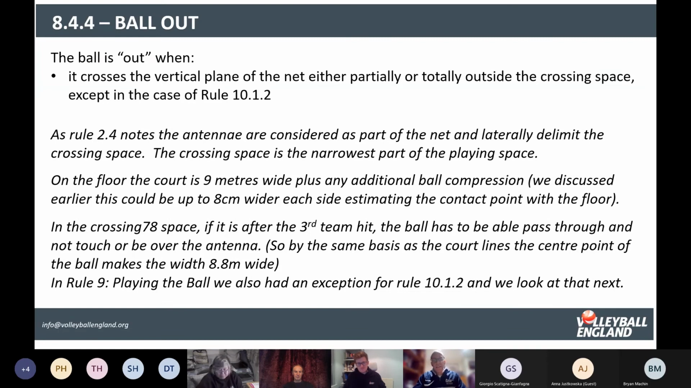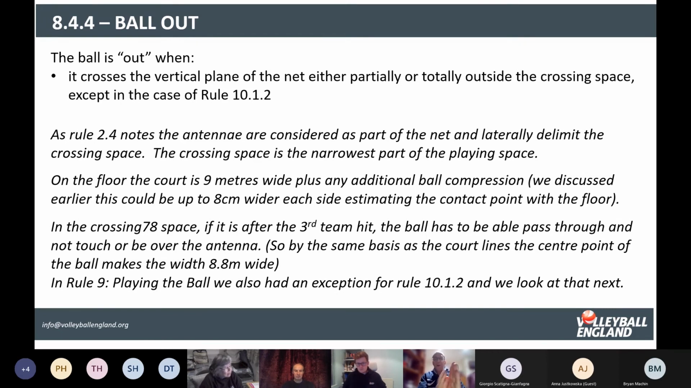Now in the crossing space, if it's after the third team hit, so this is an attack hit, there isn't going to be any retrieval under 10.1.2, which we'll get to in a minute. The ball has got to be able to pass between the antenna, not touch them, and it cannot pass over the top of the antenna. So at this point, the court is at its narrowest over the net, because the ball has got to be able to get through the gap without the antenna.